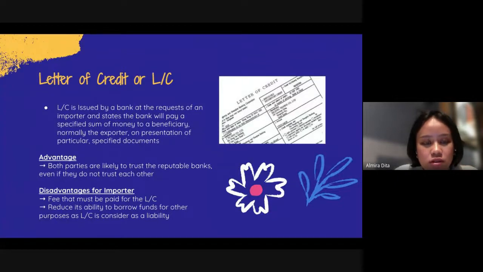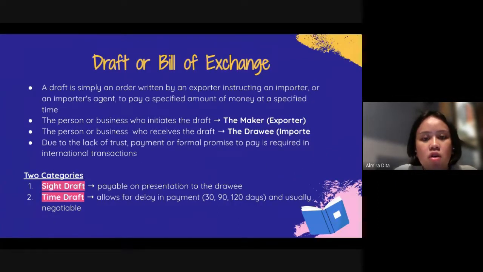The next one is the draft, or bill of exchange. A draft, sometimes referred to as a bill of exchange, is simply an order written by an exporter instructing an importer or an importer's agent to pay a specified amount of money at a specified time. The person or business who initiates the draft is called the maker, which in this case is the exporter, and the person or business who receives the draft is called the drawee, in this case the importer. Due to the lack of trust, a payment promise like a draft is required in international transactions.